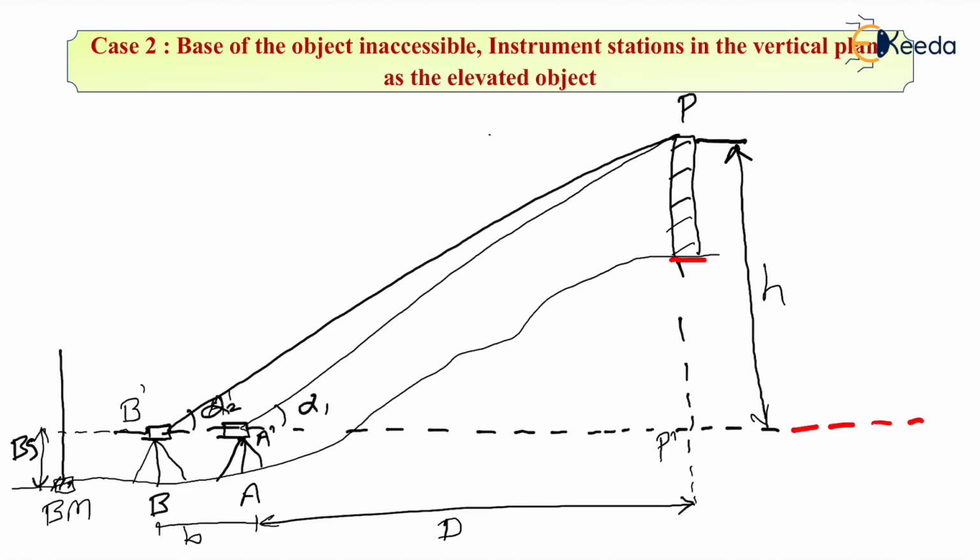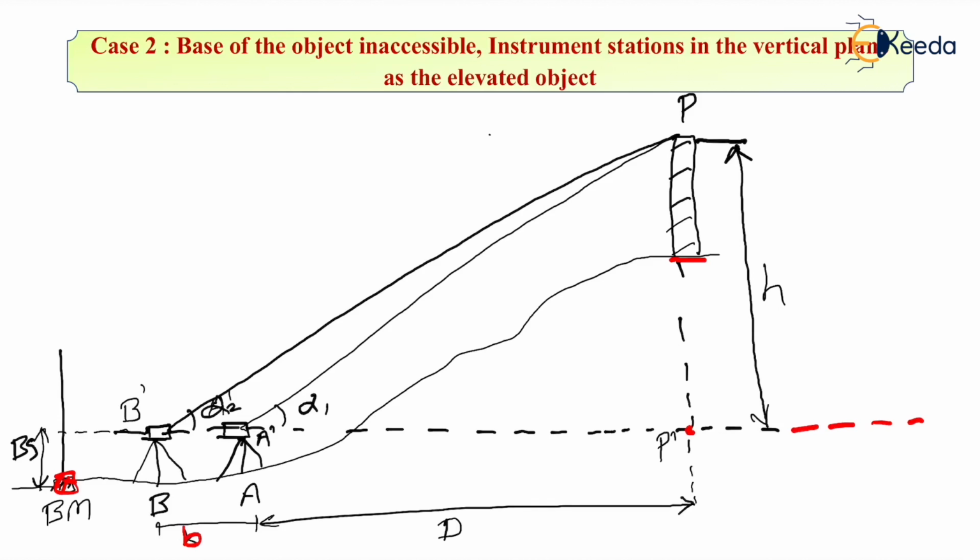Now, as you can see, we have two stations, station A and station B. Then we have the benchmark, whose RL is already known. We take the first reading on the benchmark, which is BS. Then the horizontal distance between AB is taken as small b, whereas the horizontal distance between A and the object base is taken as D. The point where the object's height cuts the line of collimation is known as B dash, and the total height from the object to the line of collimation or instrument axis is known as H.